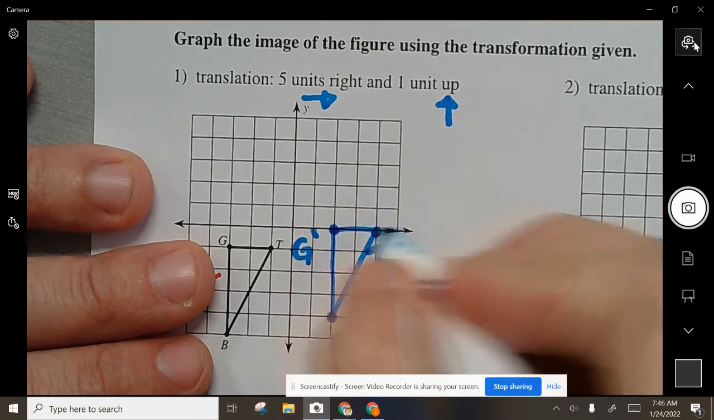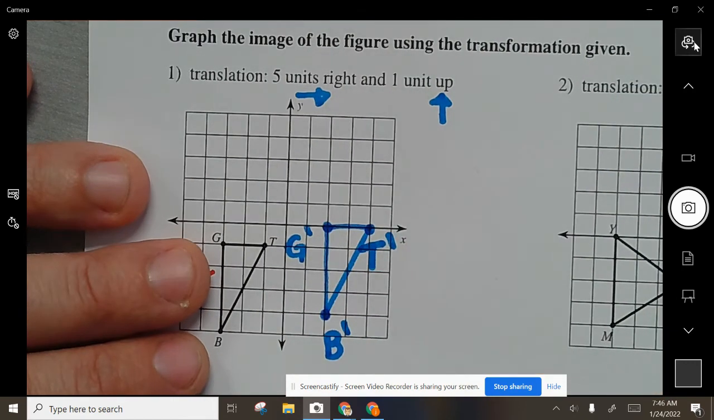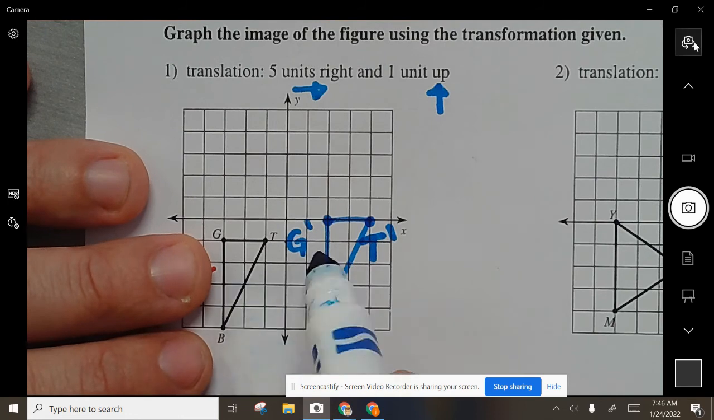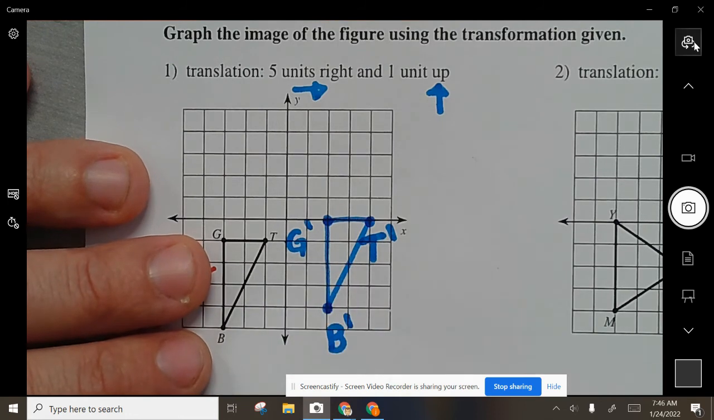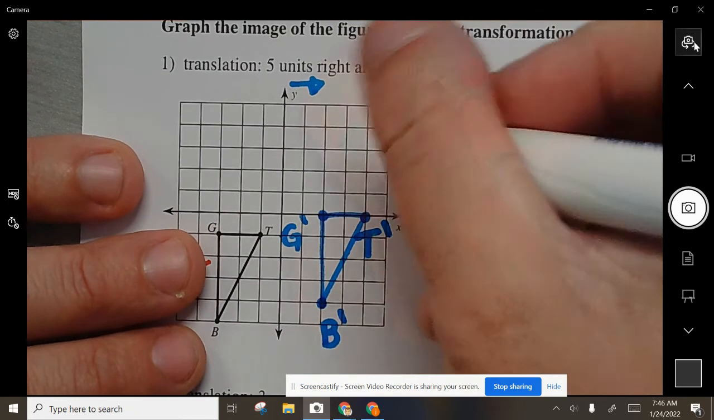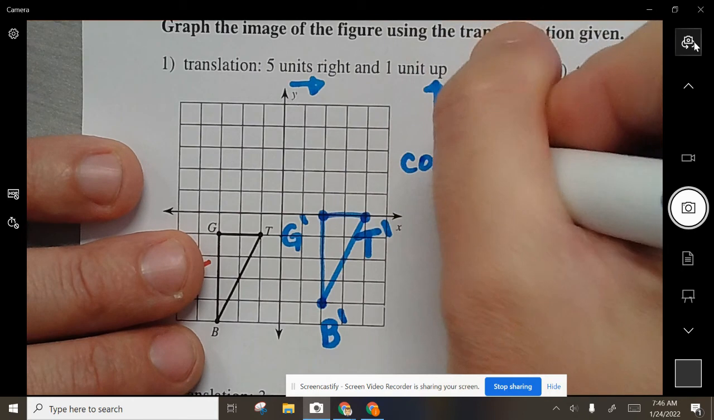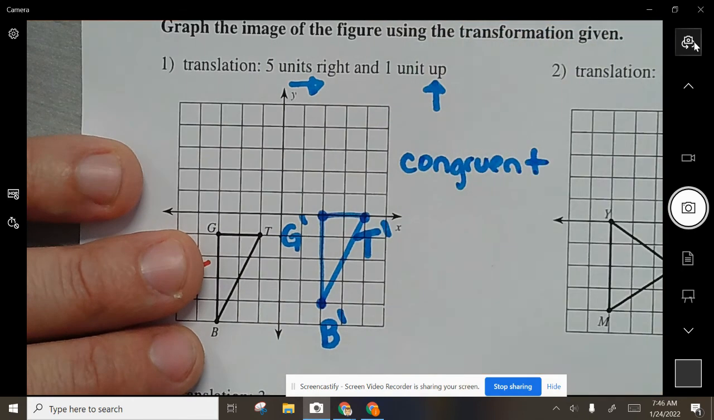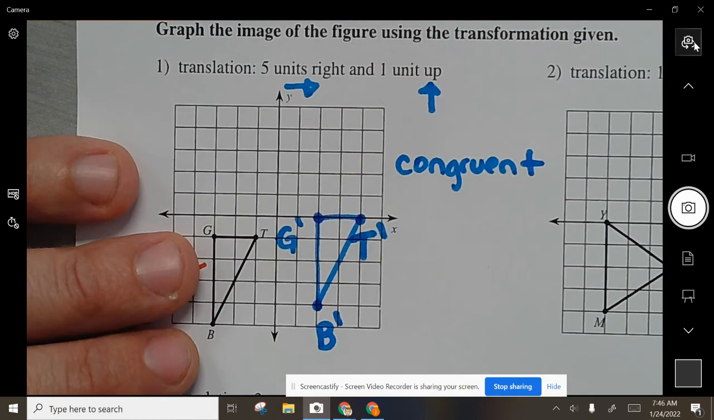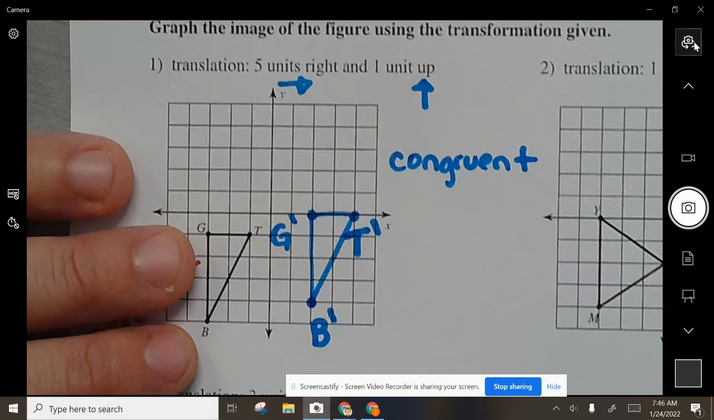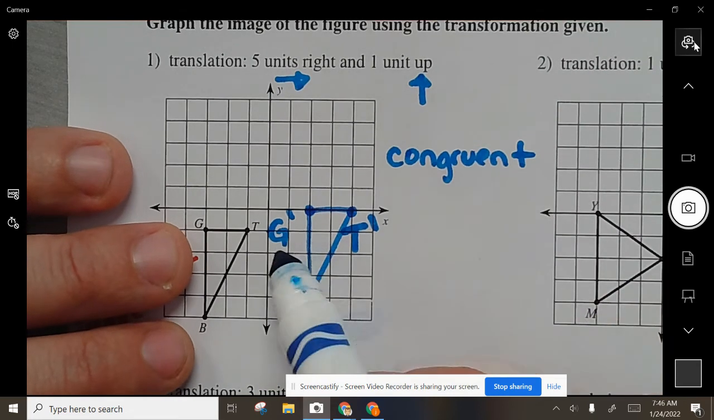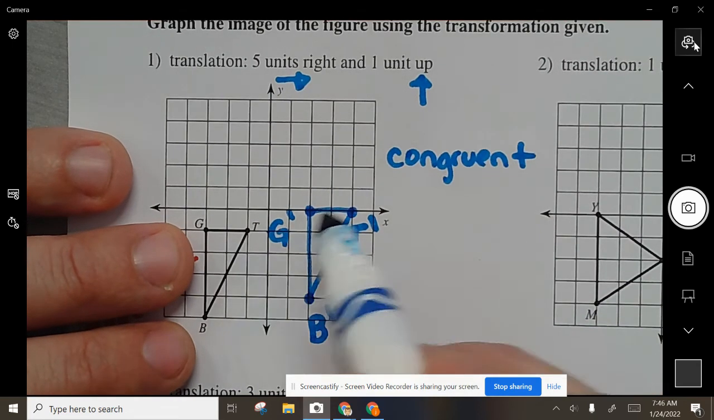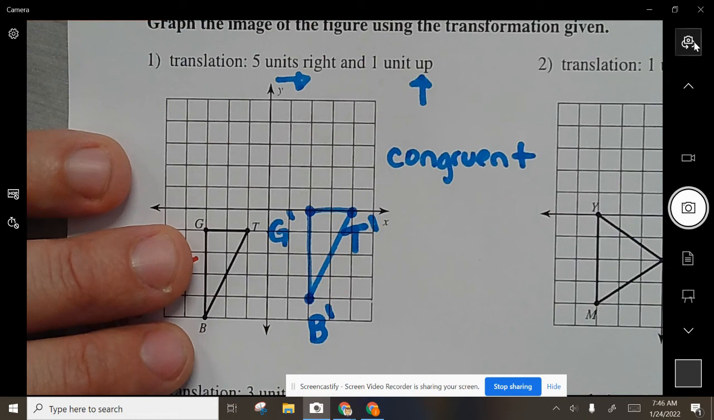Notice that the triangle is the same size, right? They're both the same size. They're both equal. The word for that is congruent. Congruent means the same, equal. Identical twins are congruent, okay? Congruency. That's an important word. That's a fancy word, congruent. But all we had to do was move it over 5, up 1. All right, not too difficult. Not too difficult at all.